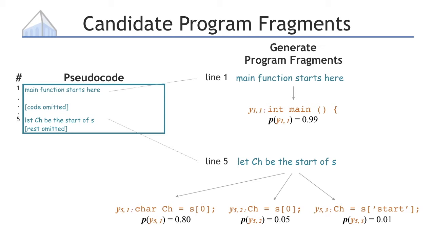In line 5, the pseudocode is "let ch be the start of s." It can potentially declare a new variable, or simply set the value of an already declared variable. y51 is the highest scoring program fragment for the pseudocode input at line 5, and let p of y51 be its probability score. Analogously, y52 is the second highest scoring program fragment for line 5.